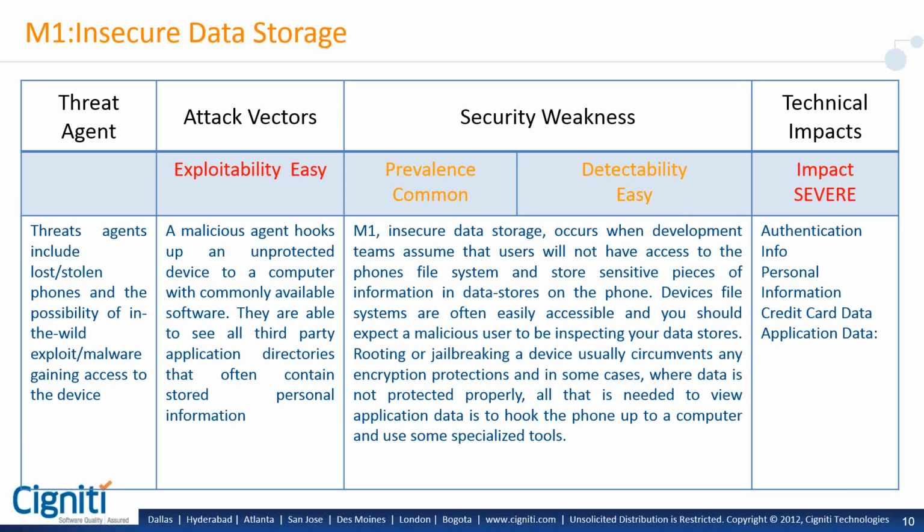So moving on to insecure data storage, I'll explain what the slide contains. This is the typical slide content for all the other top 10 risks. We talk about a threat agent. So what is a threat agent? Where is the threat coming from? What are the attack vectors? What are the different types of attack vectors we have? What is the exploitability? Is it easy, or what kind of exploitability does it have? And what is the security weakness: is it a prevalent weakness, can it be detected that the weakness is available, and what is the technical impact.